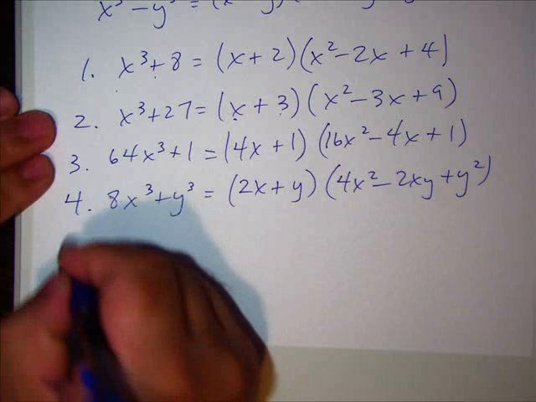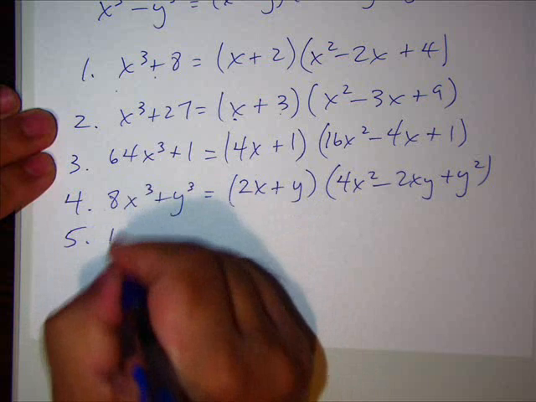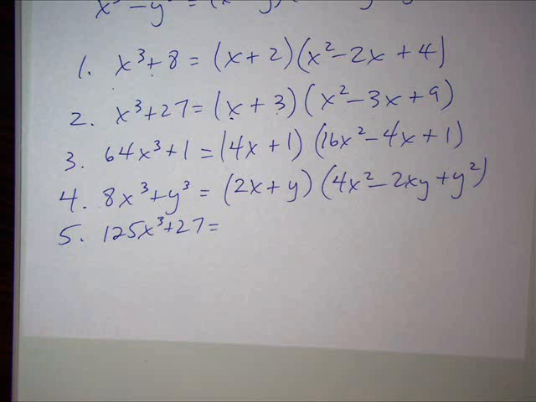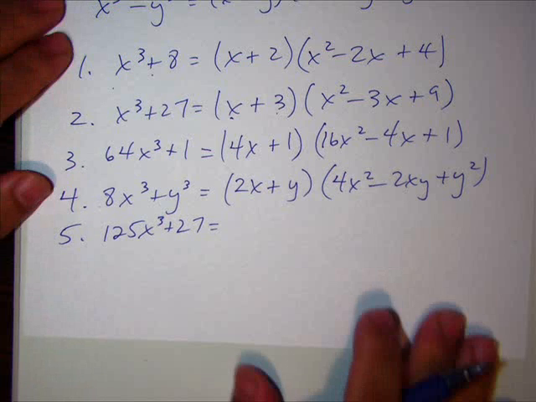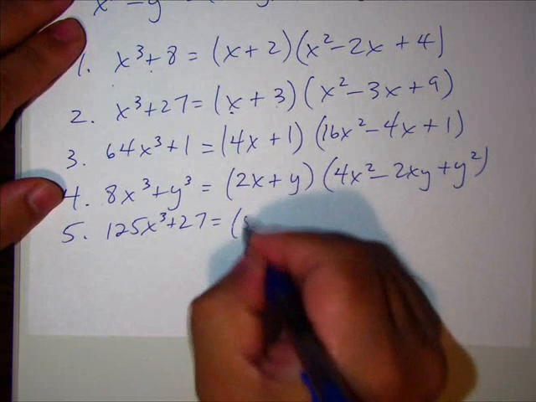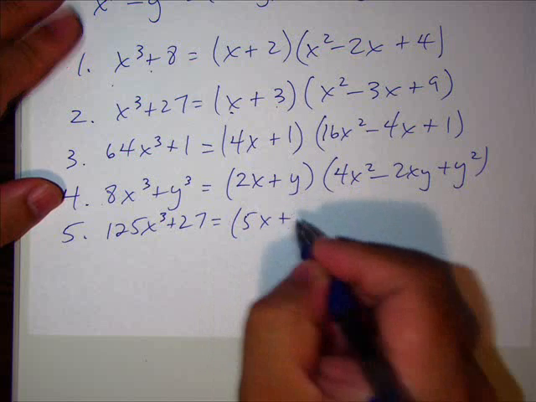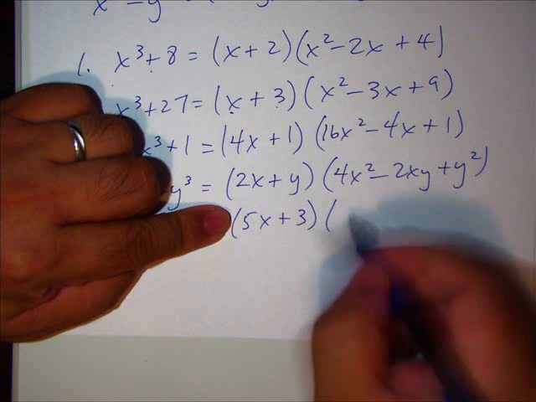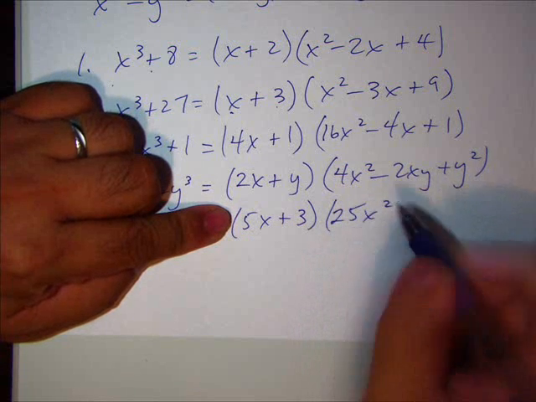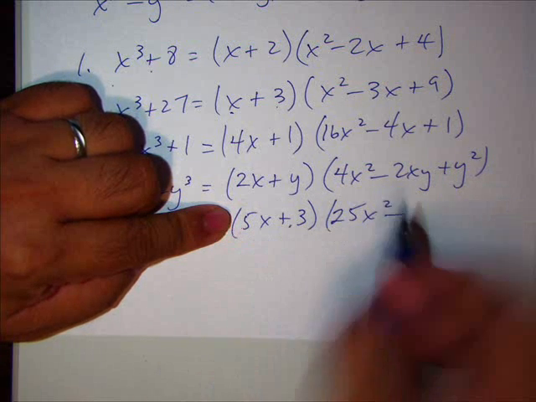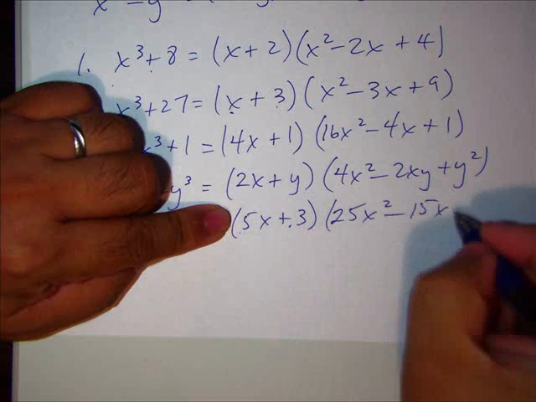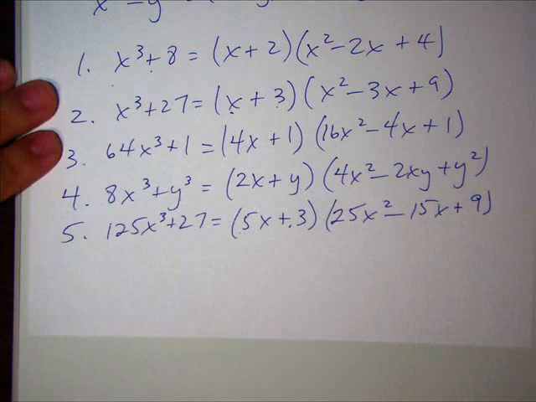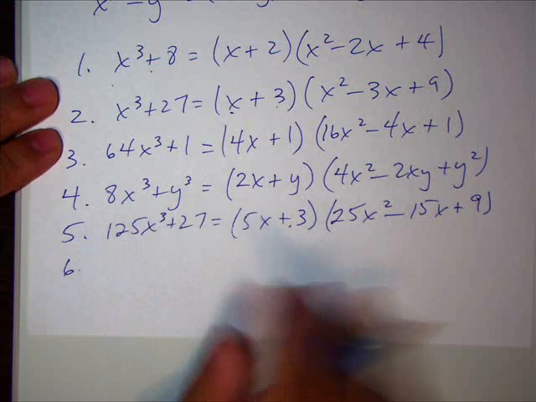Okay, number 5. Cube root of 125 is 5. X plus 27. Cube root of 27 is 3. Square the first term. Change the sign. Multiply those two. Plus square root of 3. There we go. Number 6.